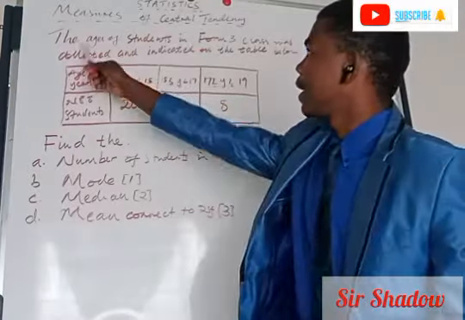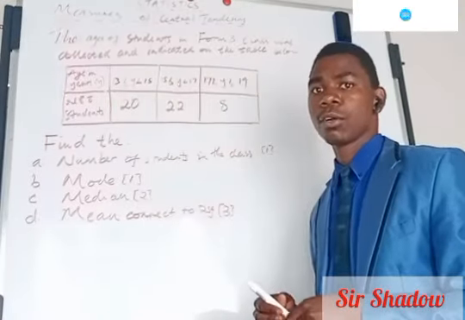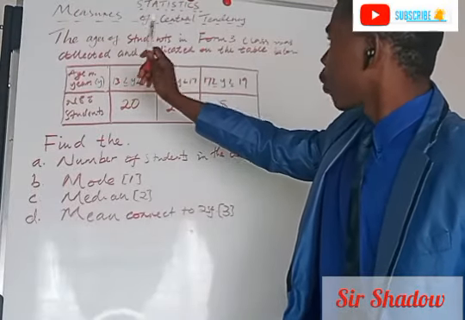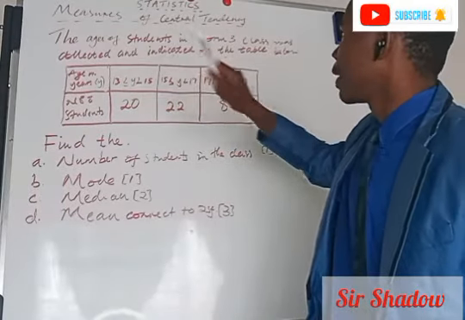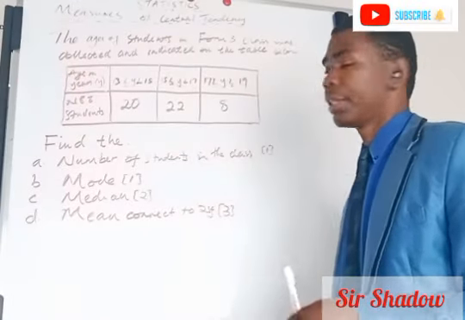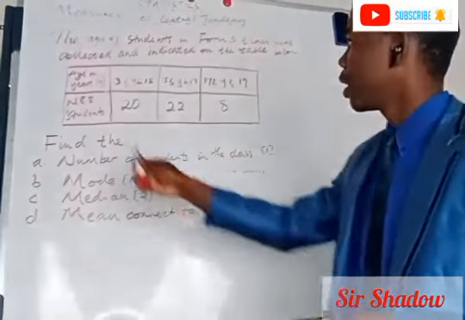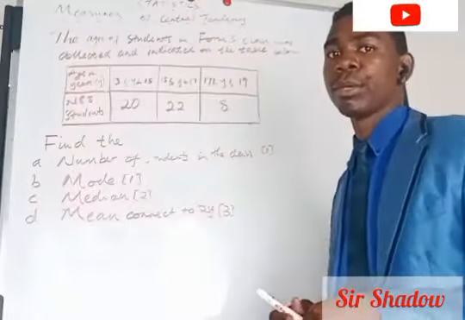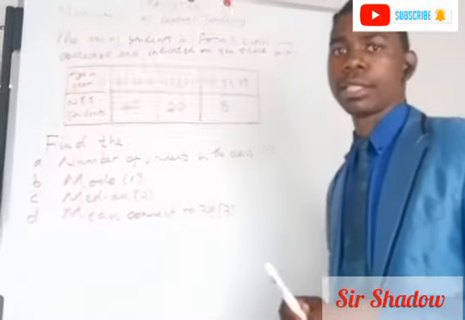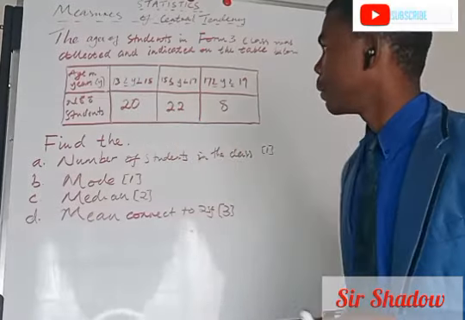We're given the ages of students in a Form 3 class. The data of their ages was collected and the information was displayed on the table below. We are given the age in years and the number of students. Then we are also given the age 13 to 15.